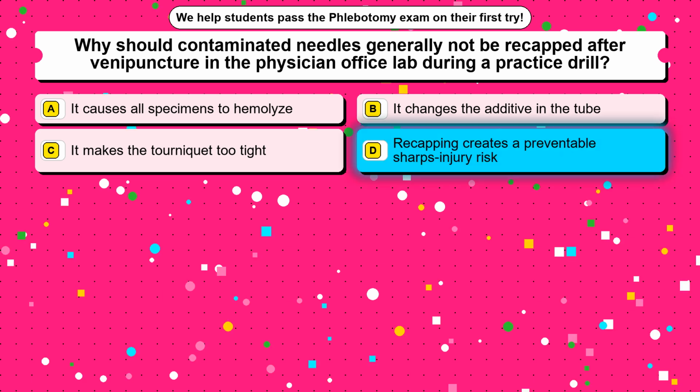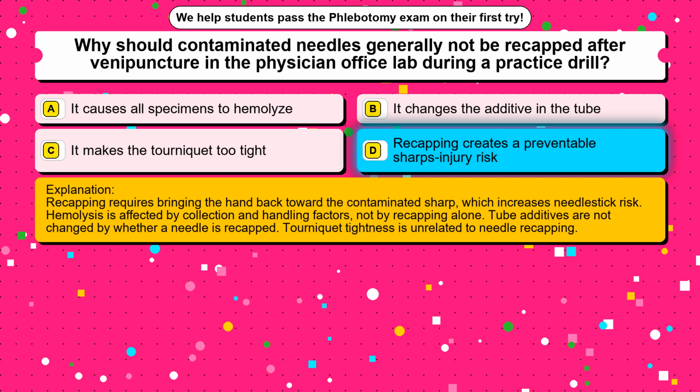The correct answer is option D. Recapping creates a preventable sharps injury risk. Recapping requires bringing the hand back toward the contaminated sharp, which increases needle stick risk. Hemolysis is affected by collection and handling factors, not by recapping alone. Tube additives are not changed by whether a needle is recapped. Tourniquet tightness is unrelated to needle recapping.